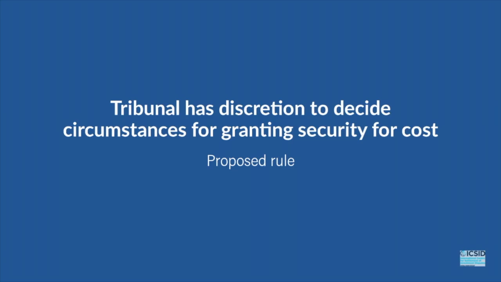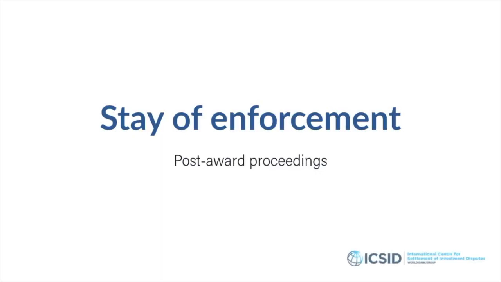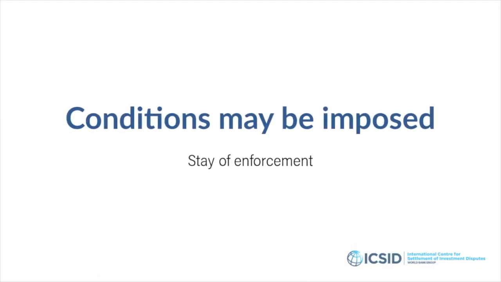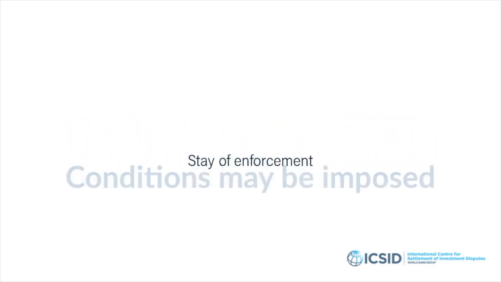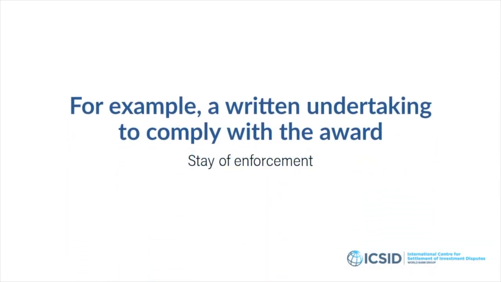The Secretariat also proposes changes to the Rule on stay of enforcement of an award in post-award remedy proceedings. The rule codifies existing practice that a tribunal or committee may impose conditions for the stay, considering all relevant circumstances. This could be a written undertaking by the party that owes sums under the award that it will comply with the award following the post-award remedy proceeding, if the award is not annulled.